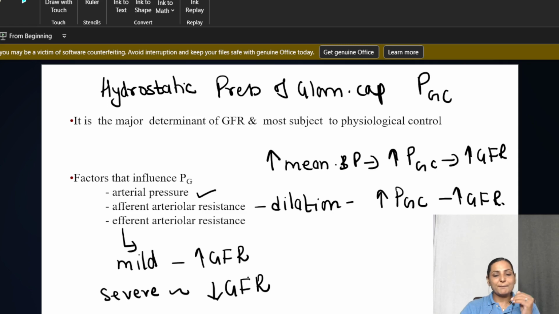GFR. So remember, the most important physiological determinant is your hydrostatic pressure of the glomerular capillaries, which is subjected to control. For example, when there is sympathetic stimulation, pressure increases, the mean arterial blood pressure increases, the GFR will decrease. This is the reason that in exercise the blood flow to the kidney is decreased, the GFR is decreased, and the sympathetics are taking the blood to the vital organs.